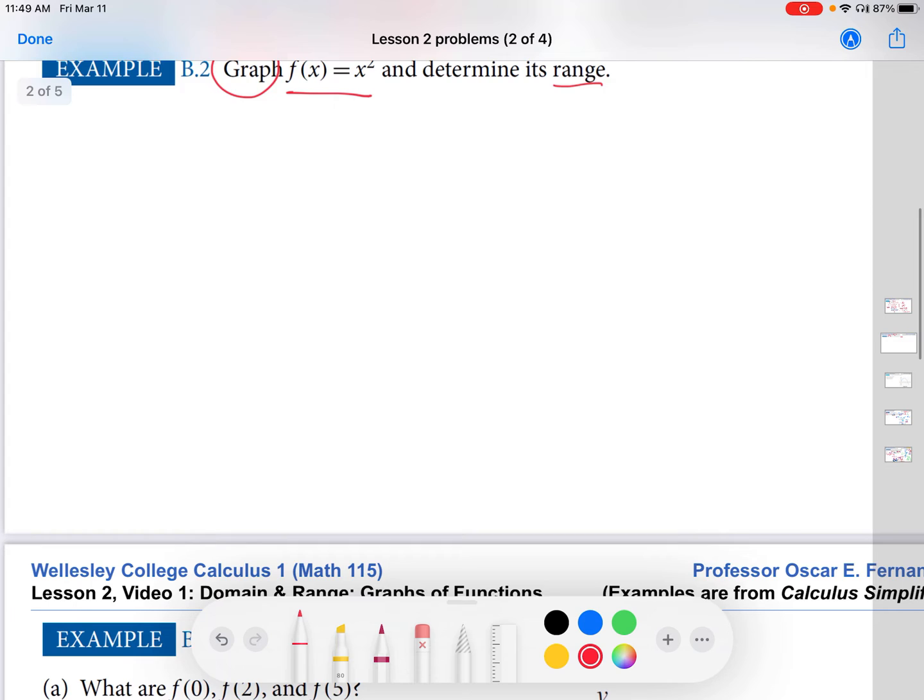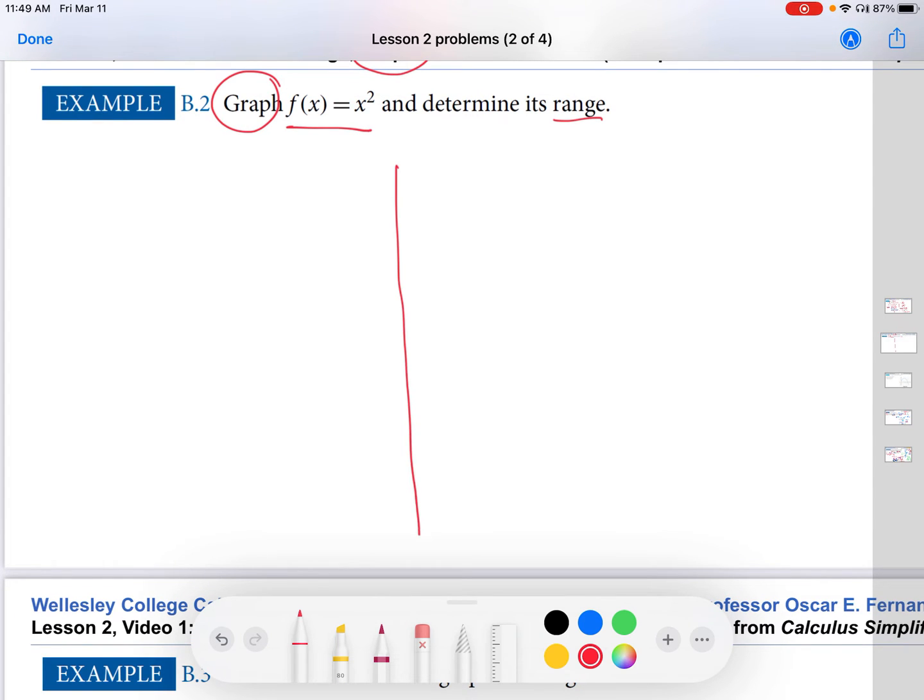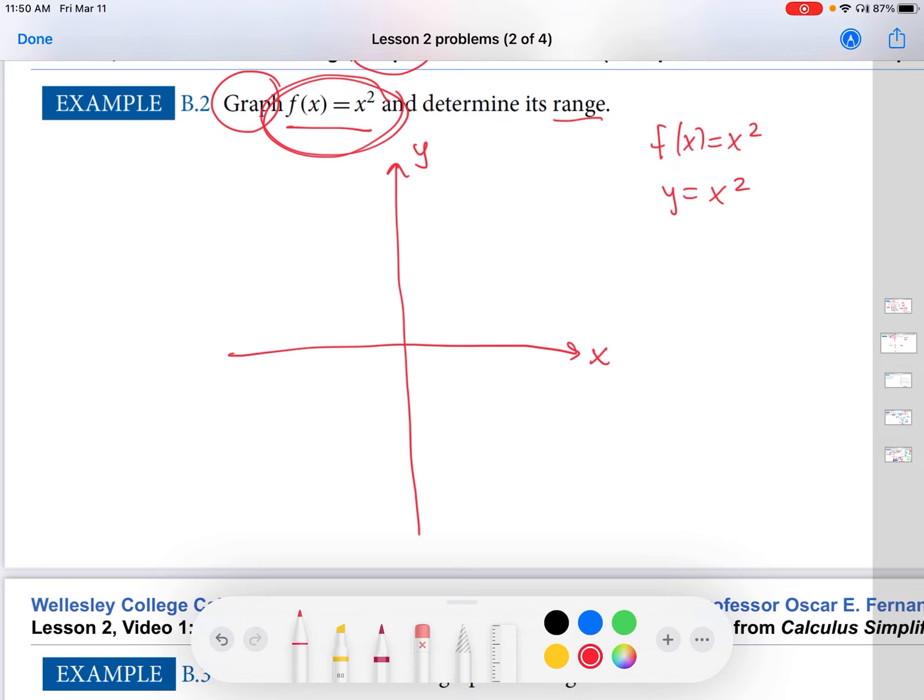So this one is graph f of x equals x squared, and then determine its range. Okay, so the first thing I'm going to do is set up my axes. Remember, on the horizontal axis, we put x, vertical axis, we put y. So if I'm graphing f of x equals x squared, it's the same thing as graphing y equals x squared. So that's how x and y are related. I don't have much to go with here, right? This is not a type of function like a linear function where I have techniques, like a slope and an intercept, and we'll review that in the next few videos.